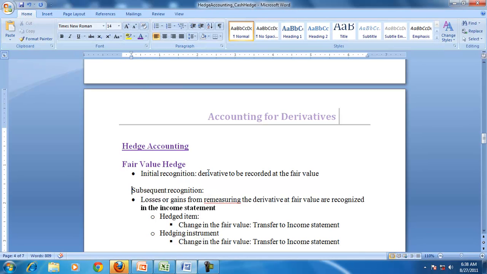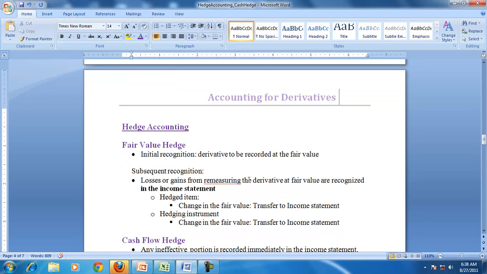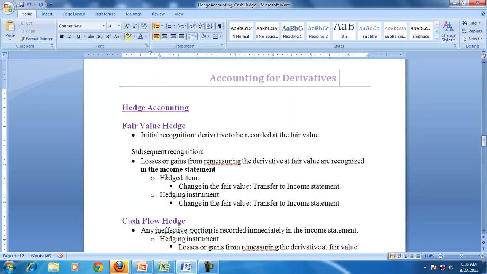But in the subsequent recognition, any gains or losses arising from remeasuring the derivative at fair value are recognized in the income statement immediately. To summarize, in case of a fair value hedge, the changes in the fair value of the hedge item are transferred to the income statement immediately, and the changes in the fair value of the hedging instrument are also transferred to the income statement immediately. So that means in case of a fair value hedge, the gains and losses arising due to the changes in value of the hedge item and hedging instrument are transferred to the income statement immediately.